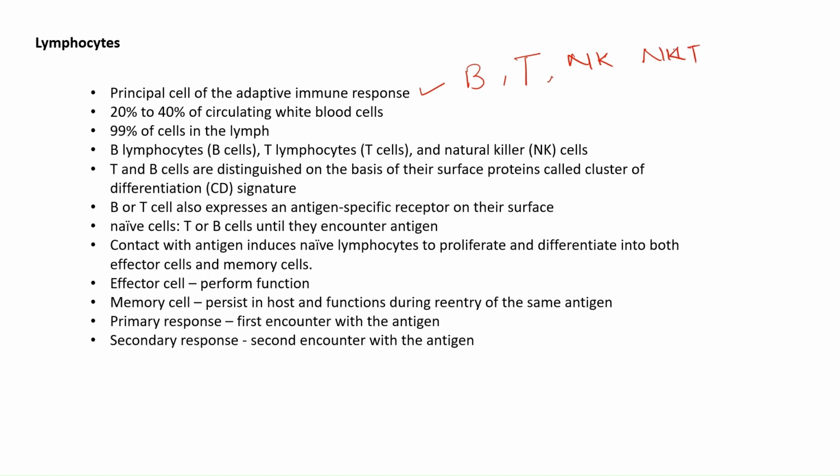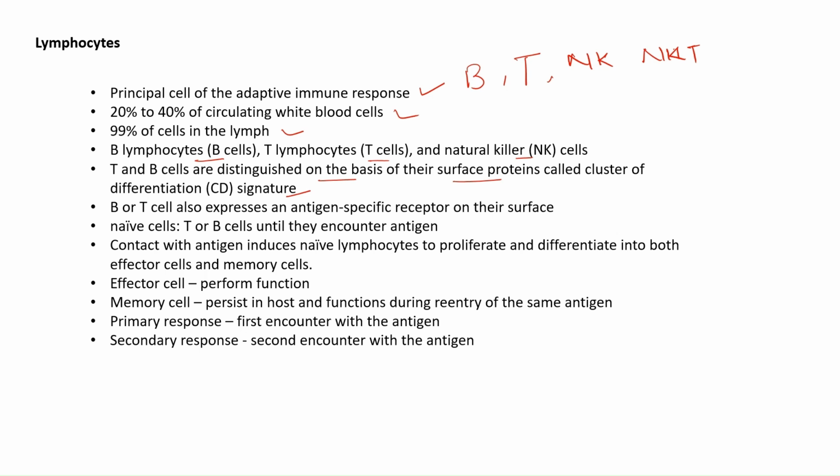20 to 40% of circulating white blood cells are lymphocytes, and they constitute 99% of cells of the lymph. Lymphocytes consist of B cells, T cells, and natural killer cells. B cells and T cells are distinguished on the basis of surface proteins known as cluster of differentiation, or CD signature. In the next slide, we'll see what these signatures are and how we can use them to distinguish between T cells and B cells.